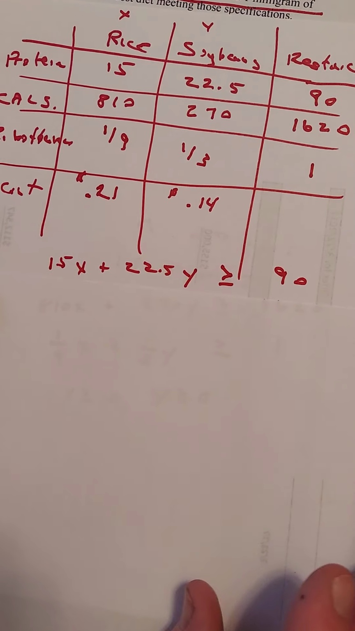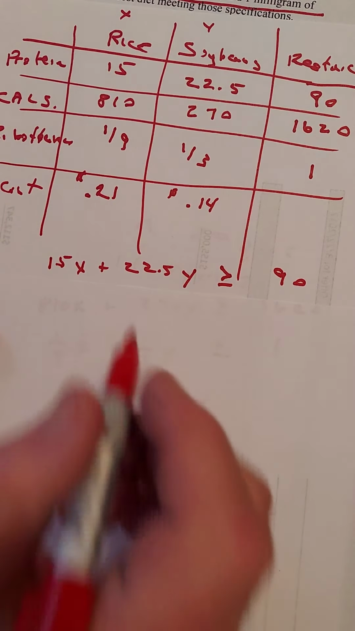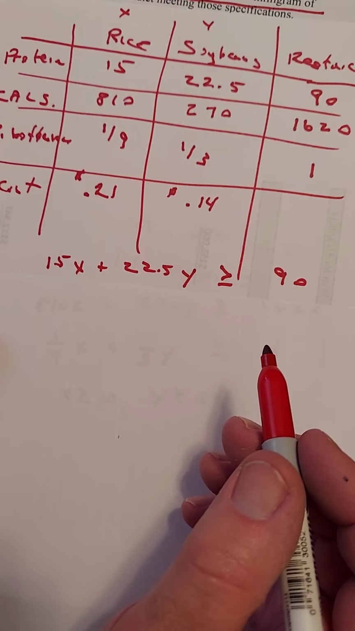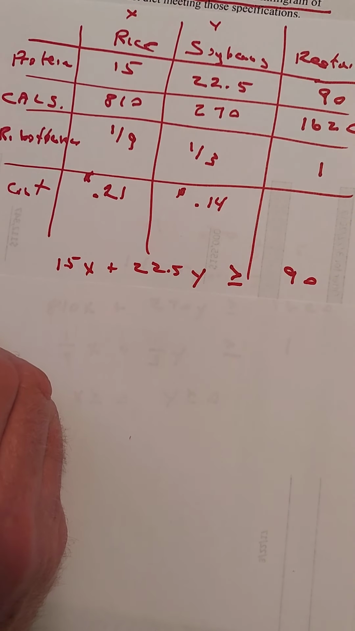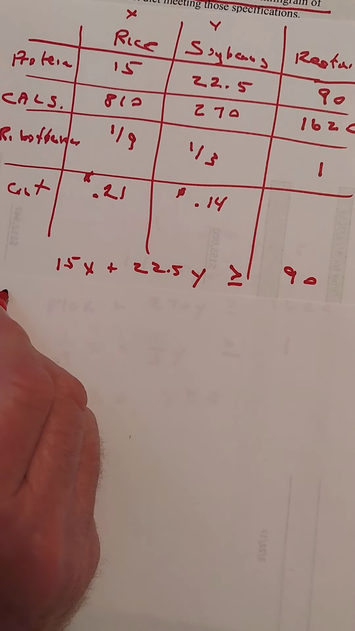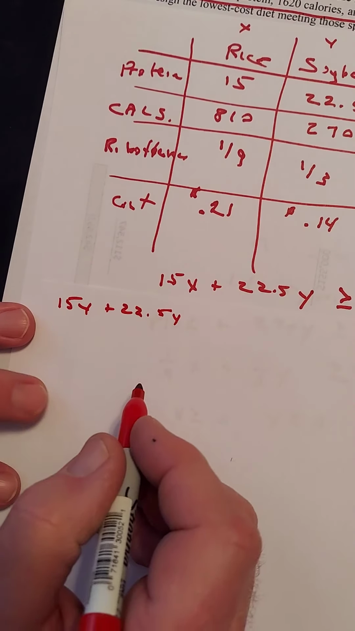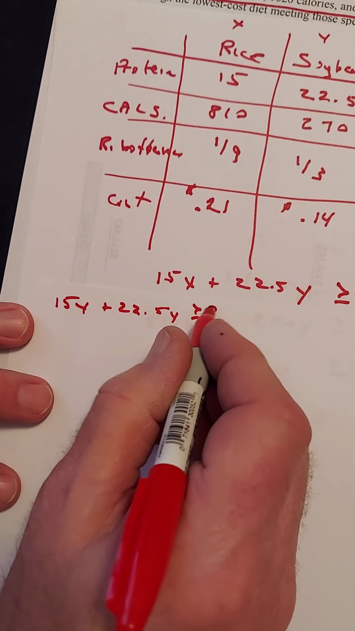Now let's take these equations here. I should say inequalities. I don't like that it's got the decimal. So let's play around with that one. So that's 15x plus 22.5y greater than or equal to 90.